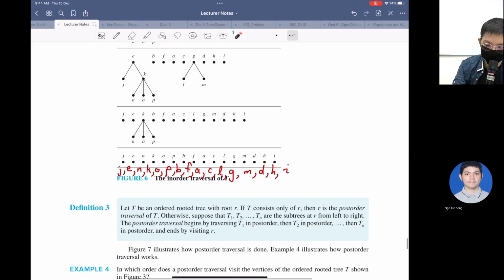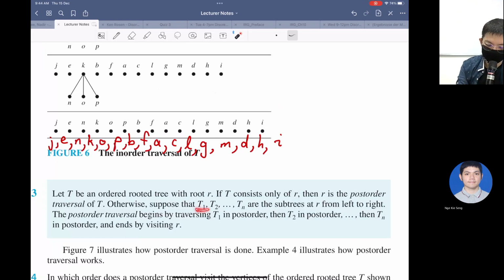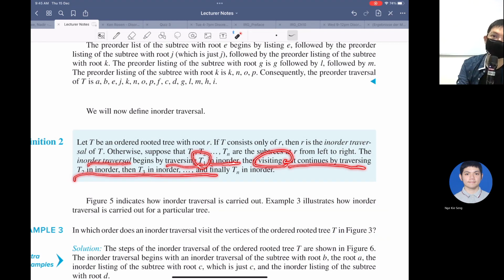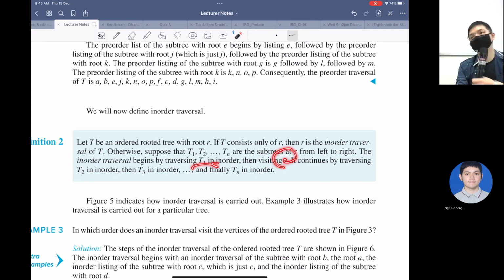If you read the definition, you can see here. Suppose T1 up to Tn are the subtrees at R. The in order traversal begins by traversing T1 in order, then visit the root. And then it continues by traversing all the rest. So that's why I put leftmost. Only the first one comes first, and then go to the root, and then do the rest.